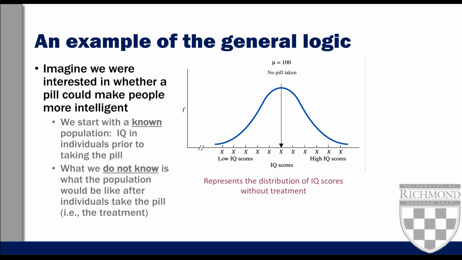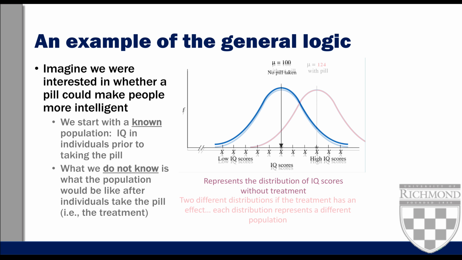So let's take a look at this distribution right here. This is a distribution of IQ scores. It's a bell-shaped distribution. It has a mu of 100. And on the right side are high IQ scores, and on the left side are low IQ scores. If the pill is effective and boosts IQ, we would expect the mu for individuals who have taken the pill to be higher than the mu for people who don't take the pill. And we're letting sample mean stand in for the population mean. So right now, all we're looking at is the distribution of IQ scores without treatment.